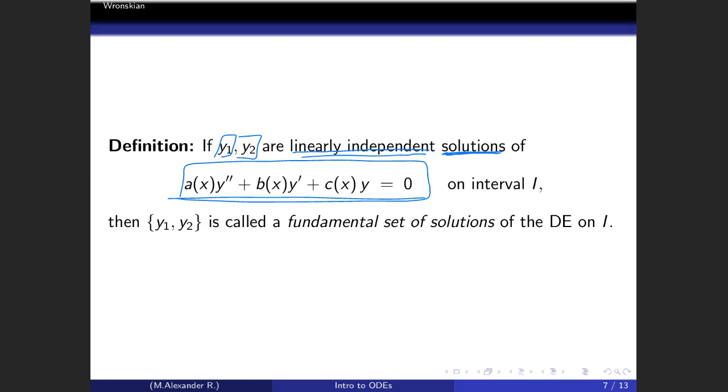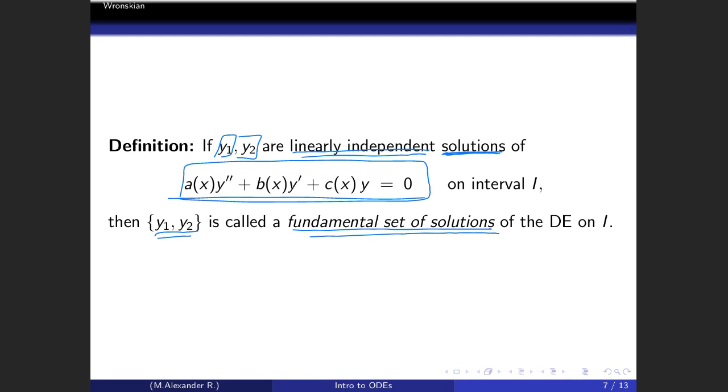Okay, so do you see that we're adding more to the definition? So we're saying that if the y1, y2 are individually solutions to the homogeneous differential equation, and also if the collection y1, y2 is a linearly independent set, then we call that set a fundamental set of solutions.